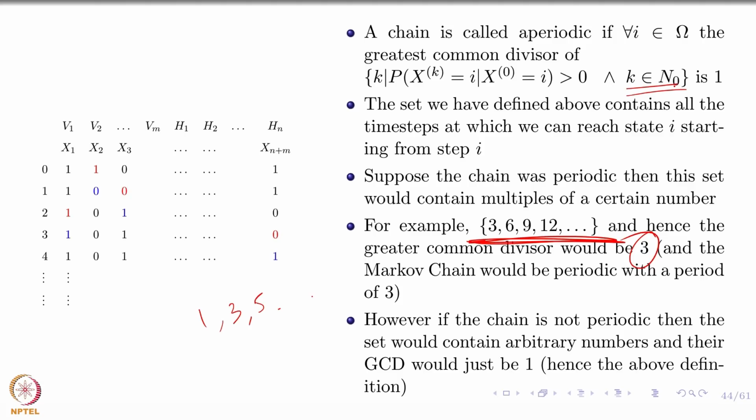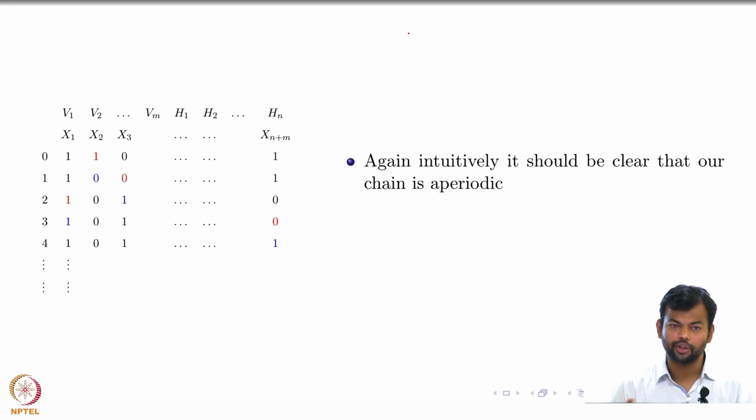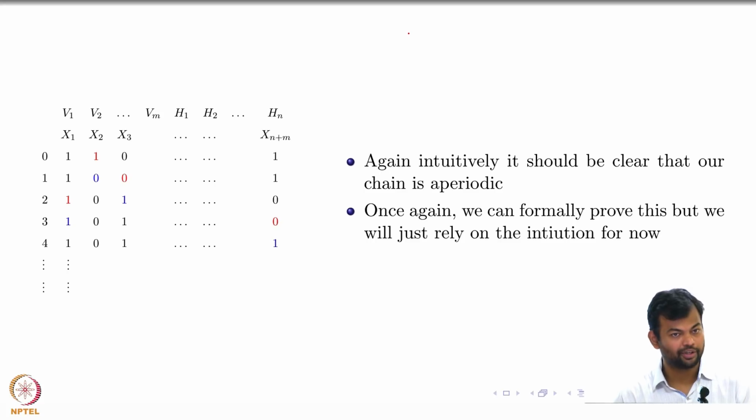Okay? Right? So, this is unfortunately the way of stating what aperiodic is, but don't focus on that. Just understand what periodic is, and aperiodic is just the opposite of that. Is that clear? Okay, and that's why that greatest common divisor comes in there. Now, intuitively, do you think our chain is periodic or aperiodic? Aperiodic, right? So again, we can formally prove this, but we're just going to rely on the intuition that this is aperiodic and move ahead.